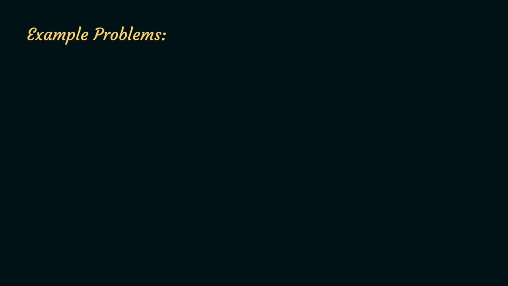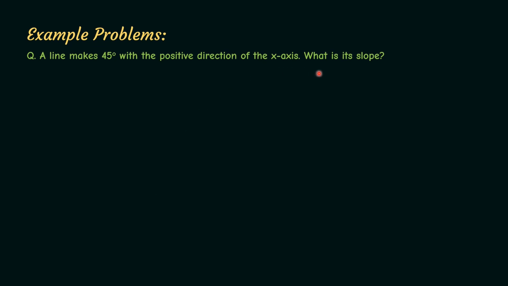We will now see some example problems. A line makes 45 degrees with the positive direction of the x-axis. What is its slope? We know that m is equal to tan of theta, which is tan 45, which is nothing but 1. So therefore, the slope of the line is equal to 1.